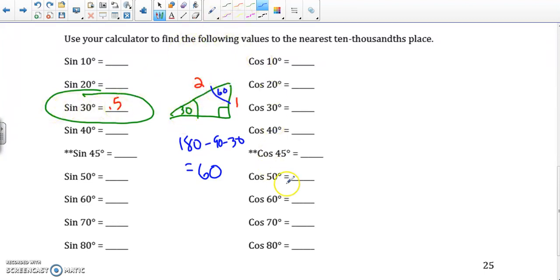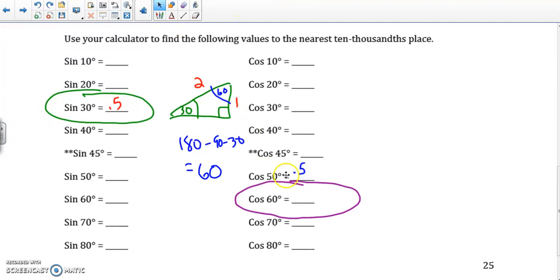So if I look at the sine of 30 and what we just learned above, now if I go down to the cosine of the complement of that, the cosine of 60, let's look back at our triangle. Cosine of 60 is adjacent over hypotenuse. So adjacent is 1, hypotenuse is 2, so that's actually going to be the same relationship. 1 over 2 is 0.5. And I wrote that on the wrong spot, didn't I? There we go.